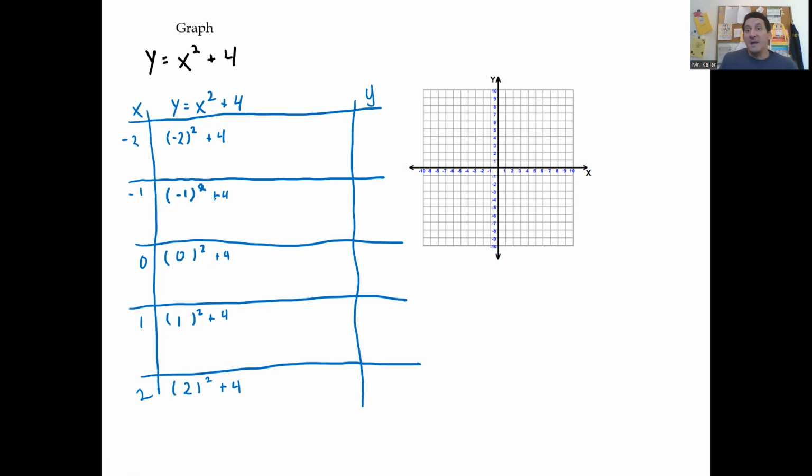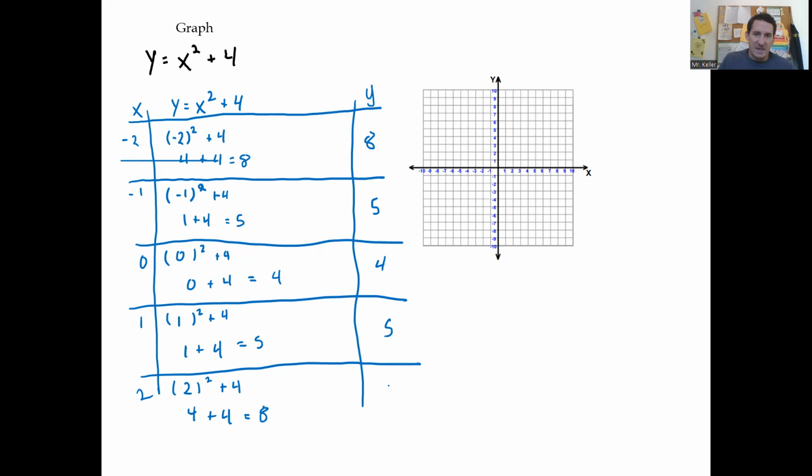And then from here, I need to evaluate. Just be careful with order of operations. You need to do the powers first and then add. So -2 squared, it's -2 times -2 is +4, plus 4 is 8. -1 squared, that's -1 times -1 is +1, plus 4 is 5. 0 squared is 0, plus 4 is 4. So I fill out the y values here. 1 squared is 1, plus 4, that is 5. And then last, 2 squared is 4, plus 4 is 8.